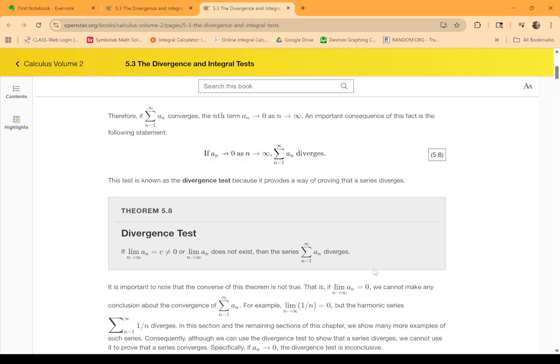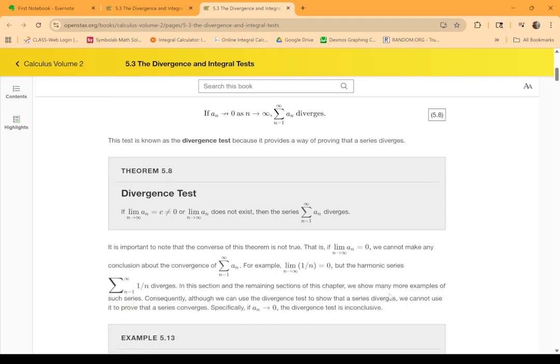All right, now here is what the divergence test tells me. It says if the limit of a sub n as n goes to infinity is equal to c, and c is just some value, the important part is that it's not 0, or the limit of a sub n does not exist, then the series diverges. Really straightforward. It goes back to looking at the terms of the sequence. If the terms of the sequence do not converge to 0, I should say, then the series itself is also not going to converge.